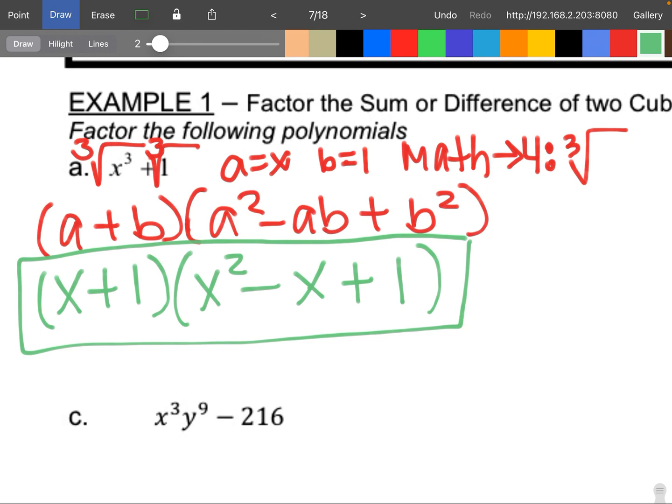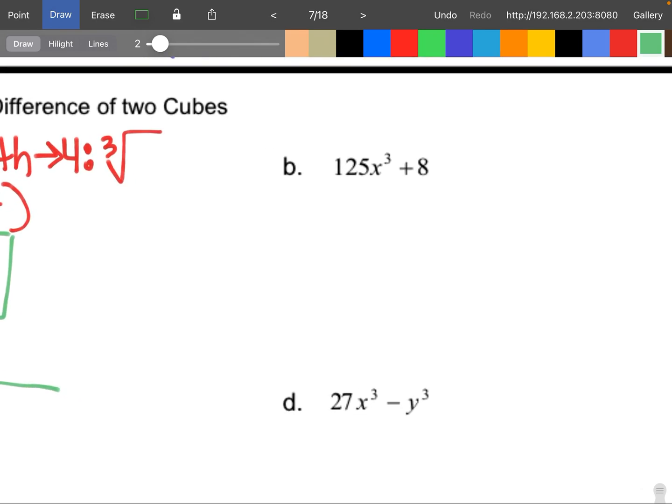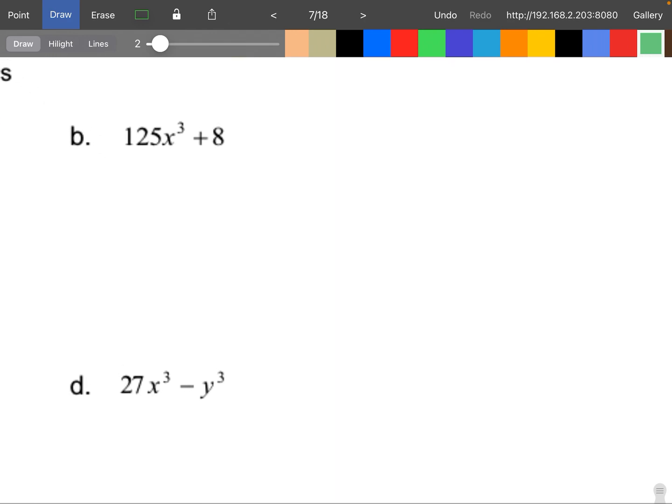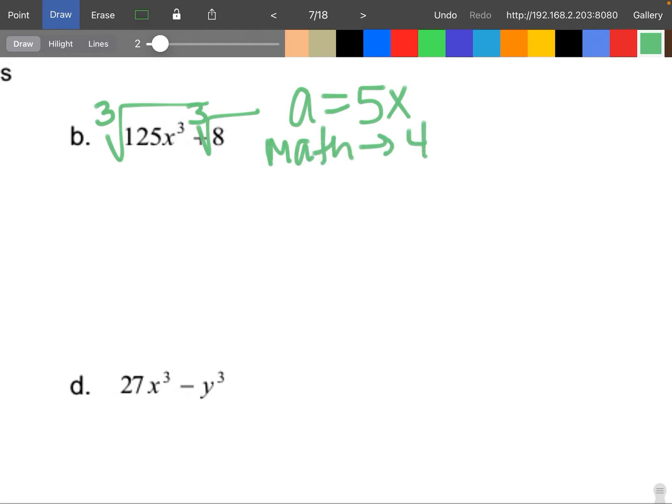Let's try another one. So following the same pattern in letter B, again, I'm going to need to take the cube root of both. My first is the cube root of 125, which is 5. Cube root of x to the third will just be x. Again, the math button, number 4, which is the cube root, will help you find the cube root of 125 if you don't know. The cube root of 8 is 2. 2 to the third is 8. So my a and my b are 5x and 2 respectively.